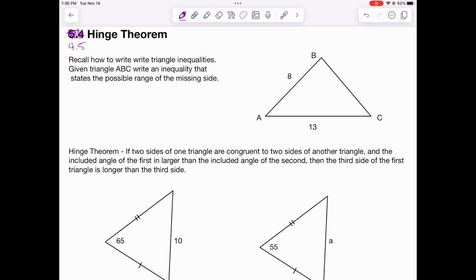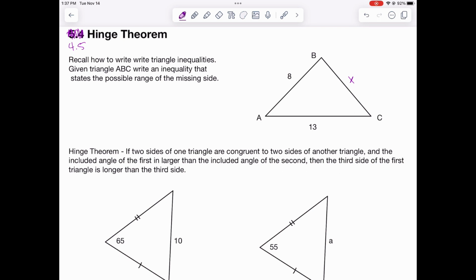So we're going to recall how to write triangle inequalities given one triangle, because we're going to need to know that for today. So we're given this triangle ABC, and it wants us to find the range of the third side of this triangle. And that third side could be noted as x.